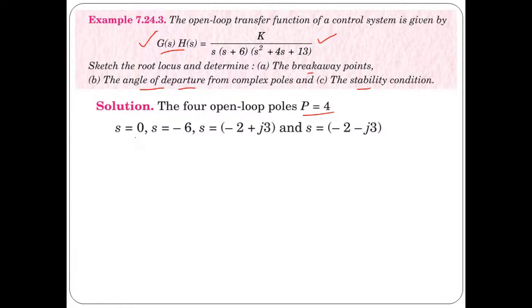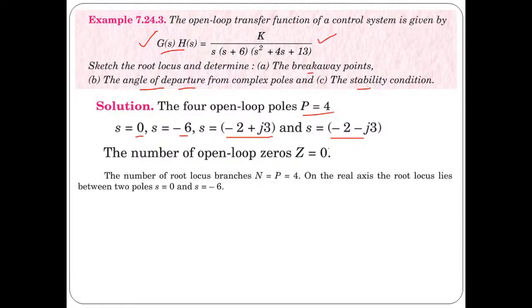So one pole is available at the origin, another is available at -6. Then we have a pair of complex conjugate poles. One pole is available at -2 + 3j, and another is available at -2 - 3j.